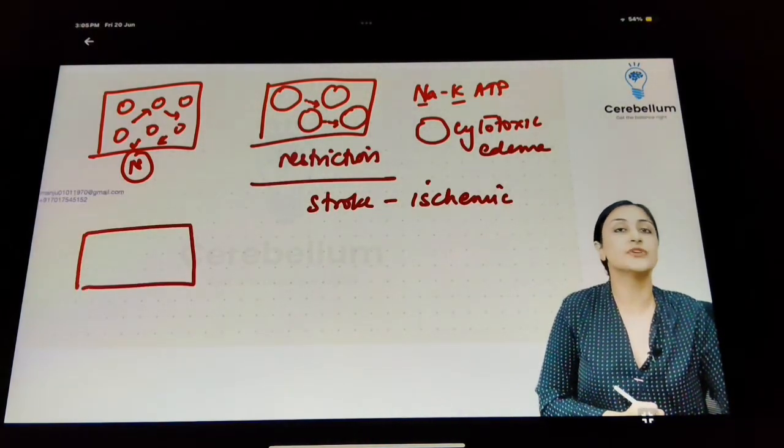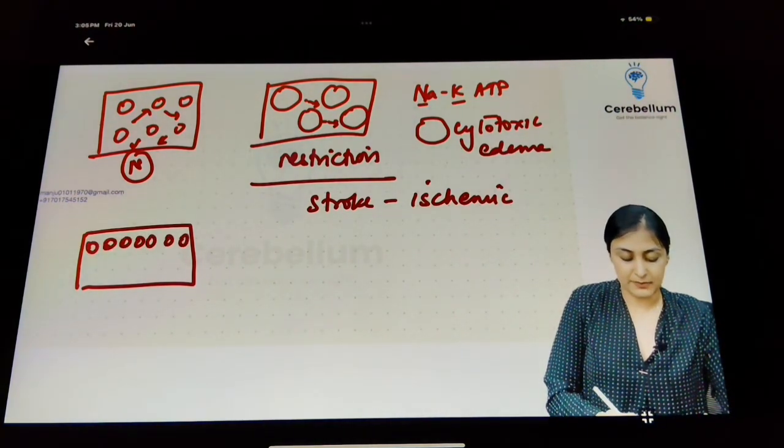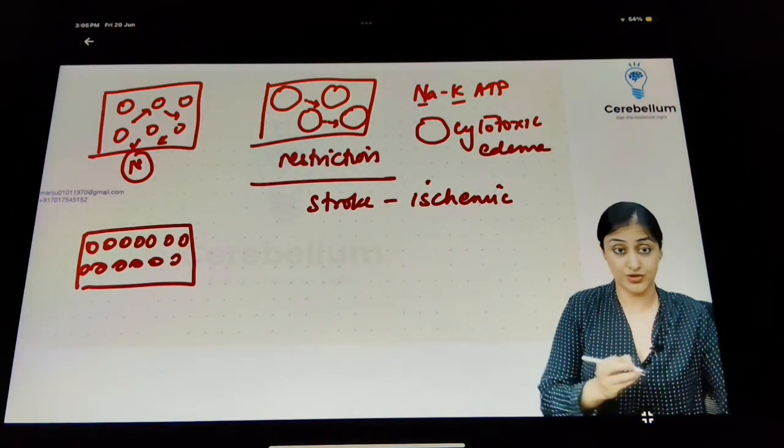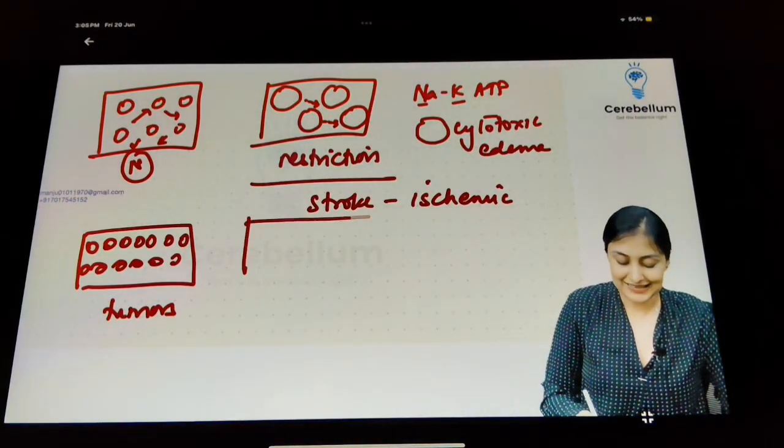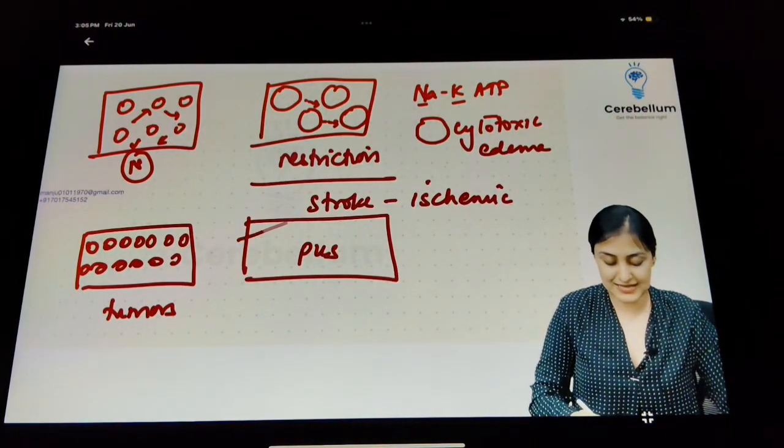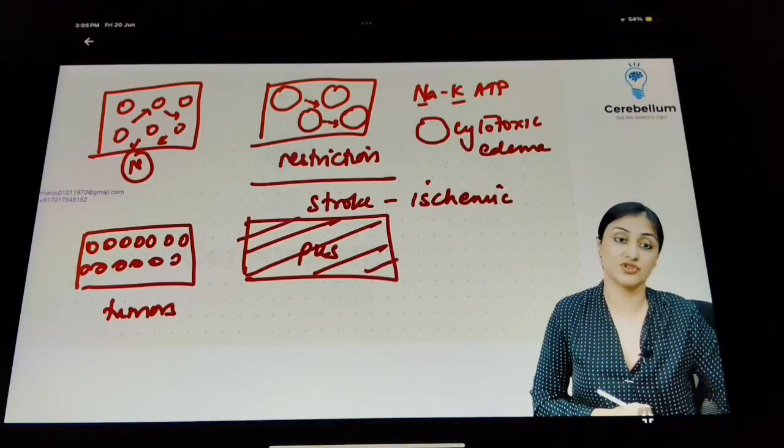Second, imagine I have a hypercellular tumor. So again, as compared to normal, I have so many cells. What will happen? Diffusion restriction. So tumors which are hypercellular will show diffusion restriction. Another example, anything which has pus. Now there are no cells, it is just thick pus. Will there be diffusion restriction? Yes.